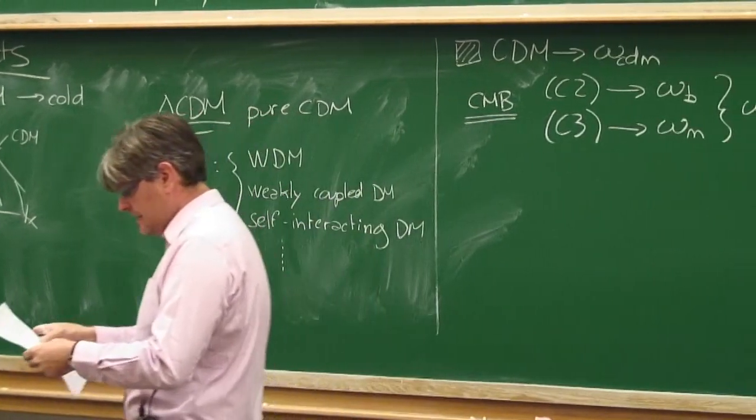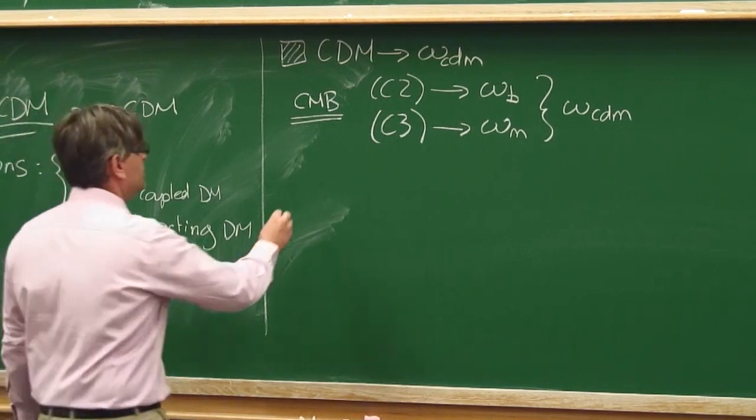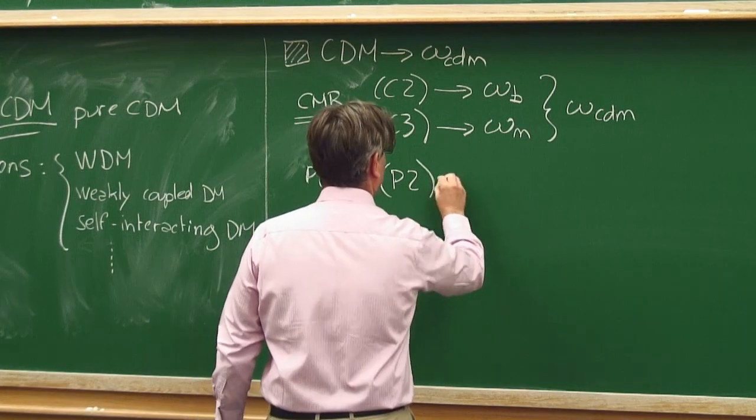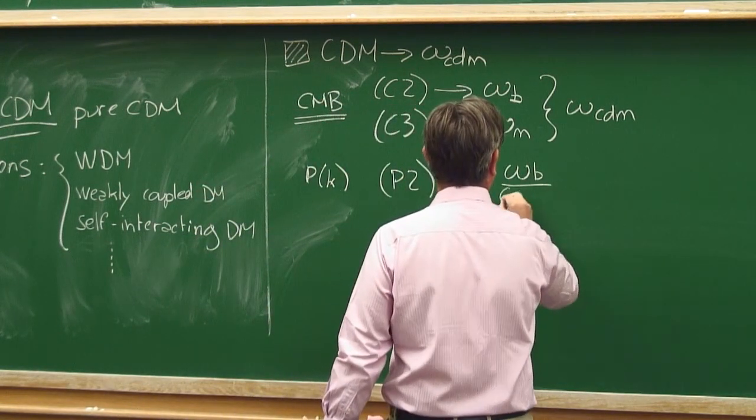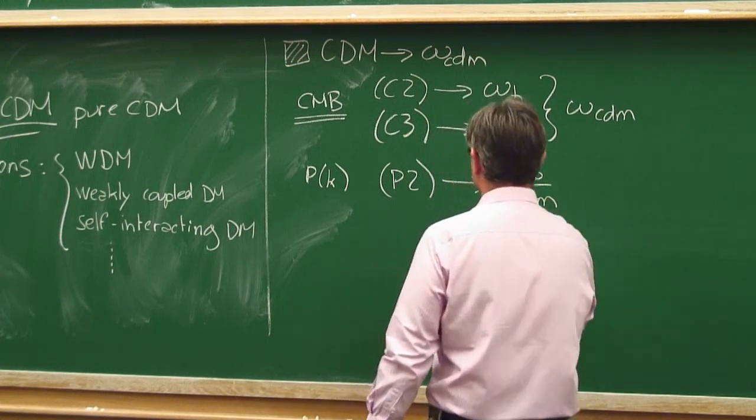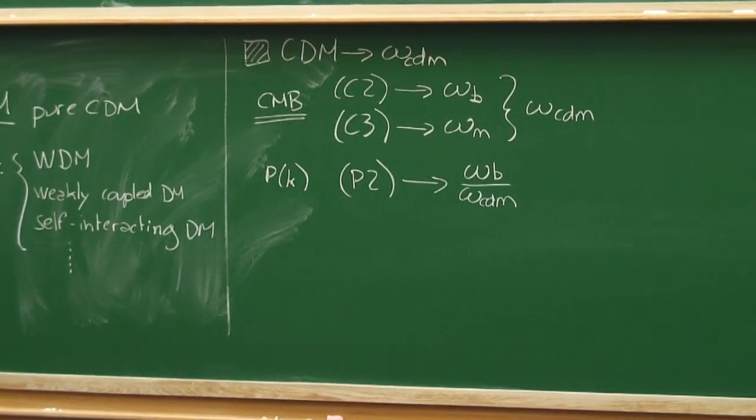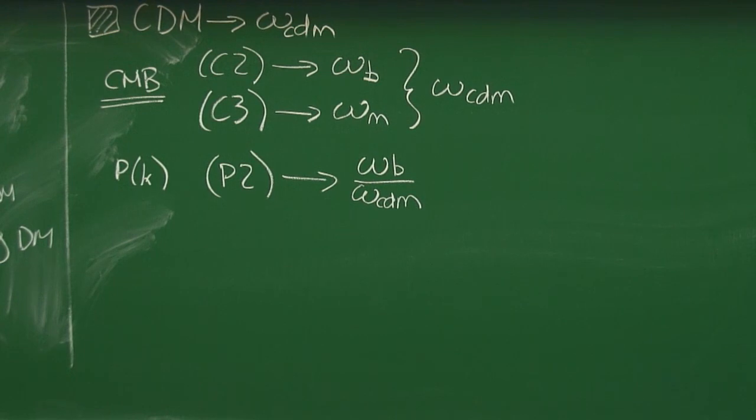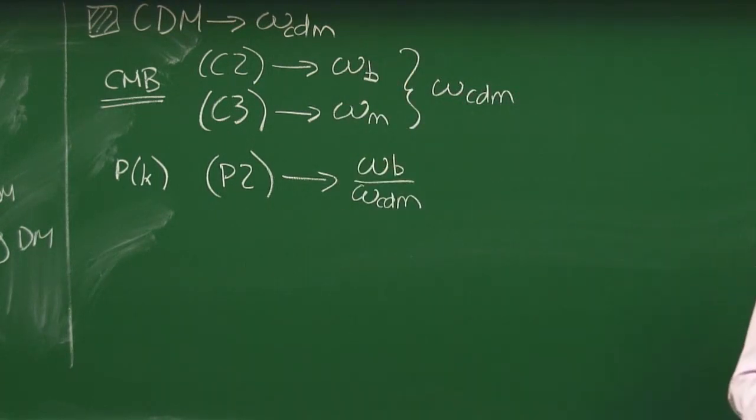Next, what do you gain if you use the matter power spectrum? Well, if you use P of k, you have effect P2. P2 is related to the ratio of omega B over omega CDM. So P2 is the shape of the matter power spectrum on the BAO scale, more or less. It's not a very precise measurement, but it's a consistency check of what you get with the CMB. And it works with current data.